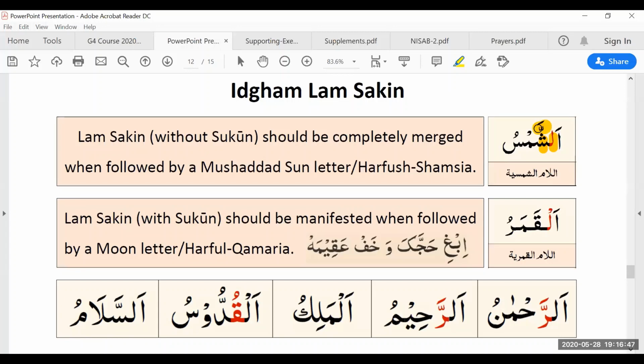If it carries a shadda sign, then we are going to completely merge it. So ashamsu, the sound of lam, is completely concealed. We can't hear it. And then for the manifestation, the identification is easy because it will have a sukoon sign. Al-qamaru. So the sound of lam can be heard.